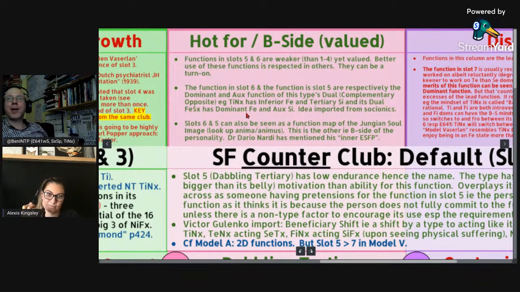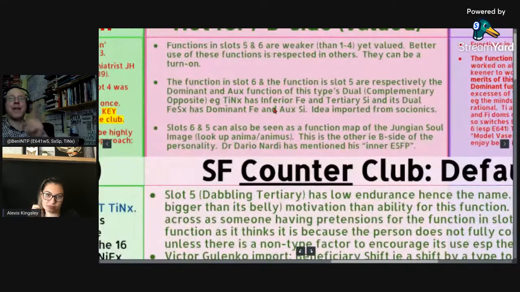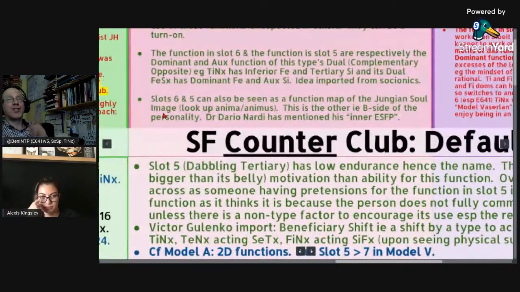Okay, e.g., INTP has inferior FE and tertiary SI, and its dual, ESFJ, has dominant FE and auxiliary SI. Idea imported from Socionics. Slots 6 and 5, so this basically sums up all that stuff I presented before. Slots 6 and 5 can also be seen as the function map of the Jungian soul image. Look up Anima Animus. This is the other, i.e. B side of the personality. Dario Nardi has mentioned his inner ESFP.